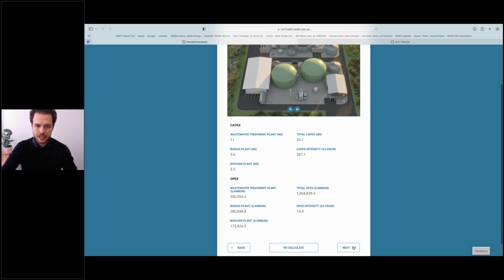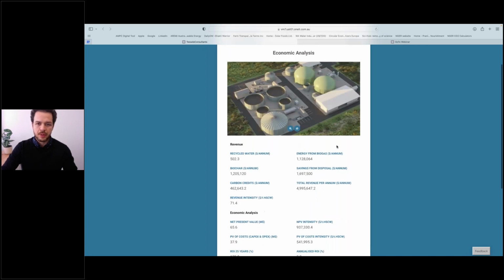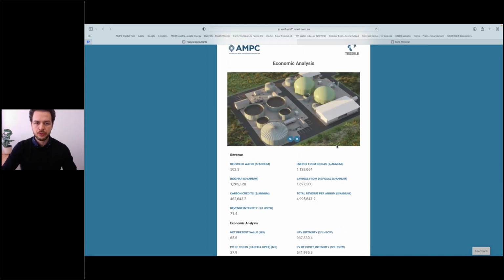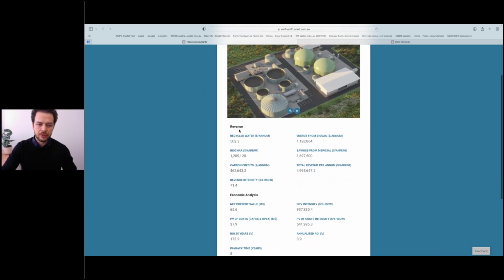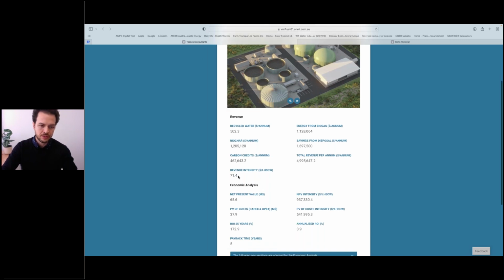So if we go ahead and click next again, this is the last page of the tool where the financial analysis is presented. So that includes the revenue from the byproducts of the plant in dollars per annum per type of revenue, and their intensity as well, and the combined revenue and the revenue intensity. So in this case, we have $71 per ton of total hot standard carcass weight.